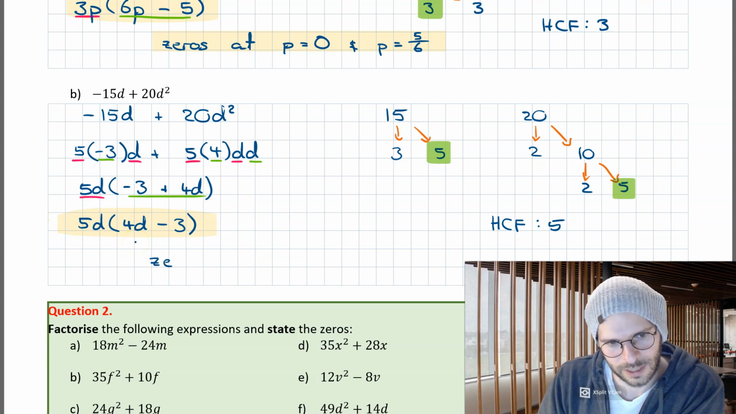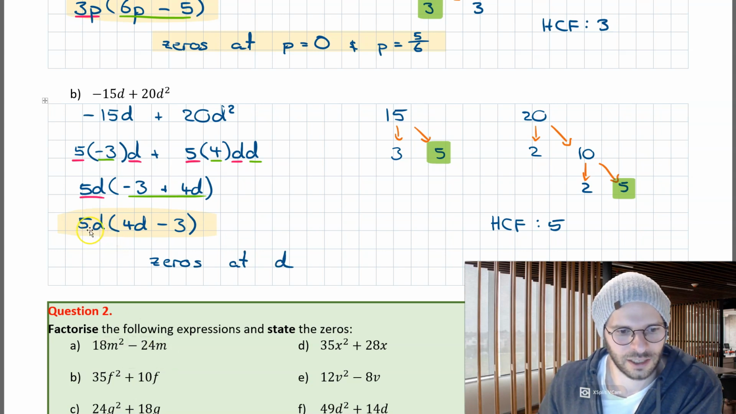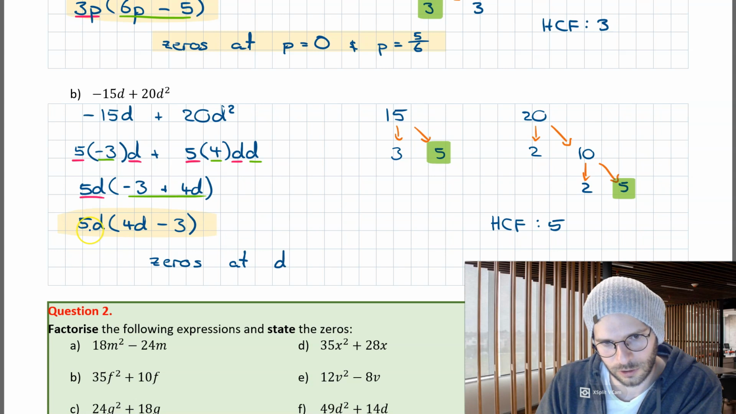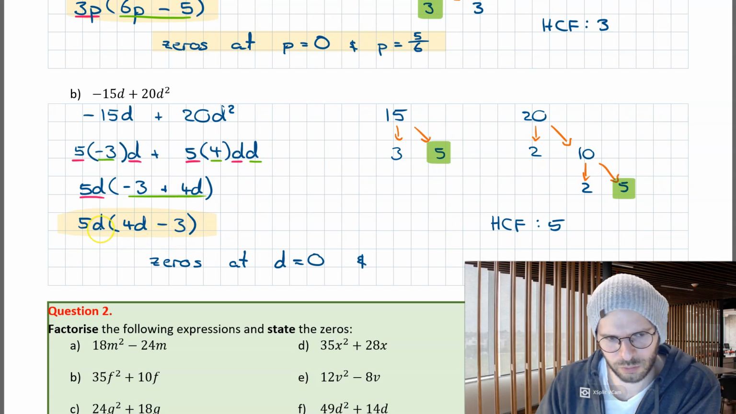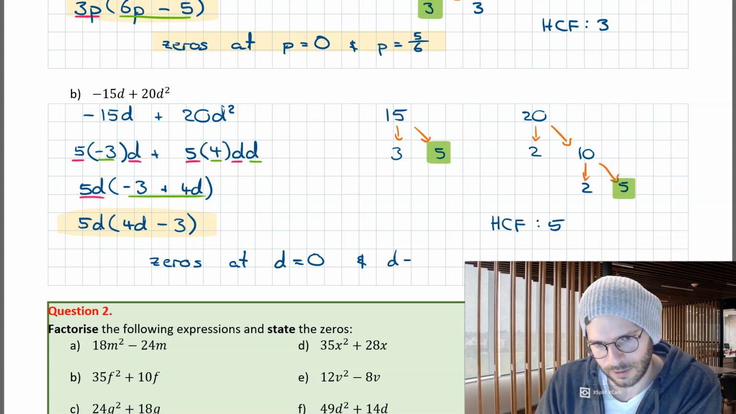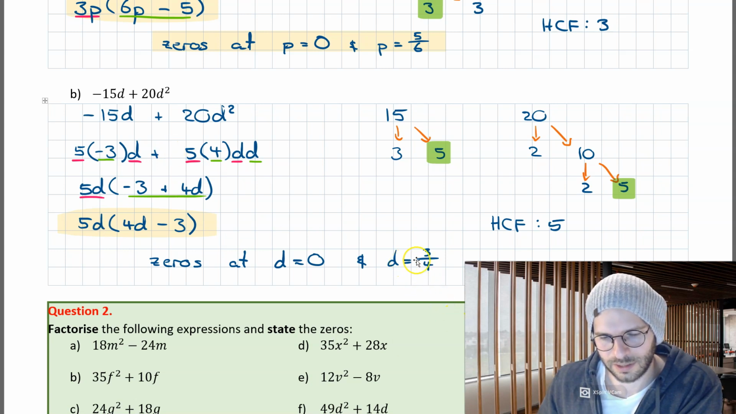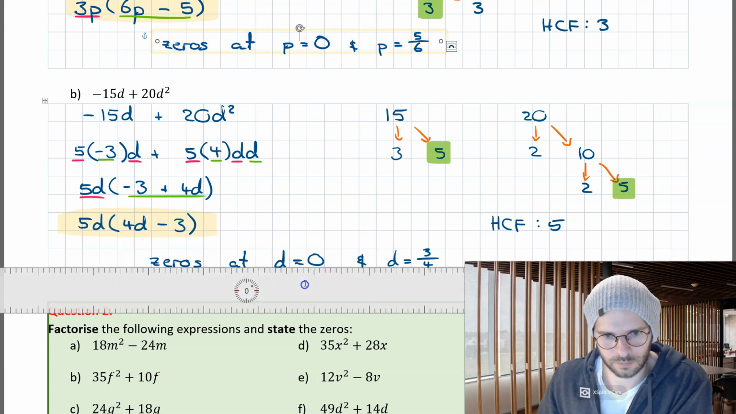Now, doing that, there's going to be zeros at... Now we can see that there's a d on the outside, so if we set that d to 0, then everything becomes 0. And similarly, there's a d on the inside. You are going to multiply this d by 4, and then you have to cancel out this minus 3. So first thing we want is we want the d to become a 3, and we want to cancel out the 4. So d is going to be 3 over 4.